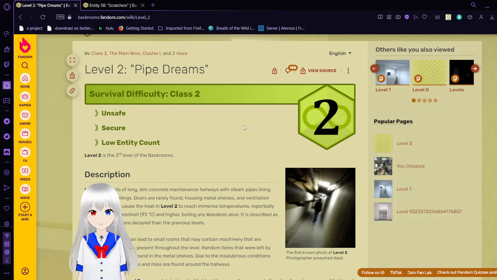Level 2, Pipe Dreams. Survival Difficulty Class 2. Is unsafe, secure, and has a low entity count. Level 2 is the third level of the Backrooms.